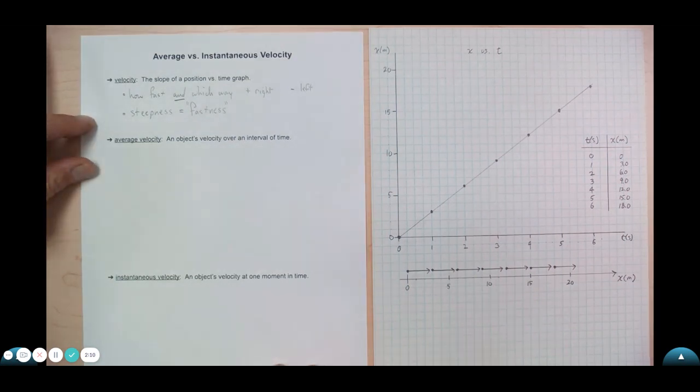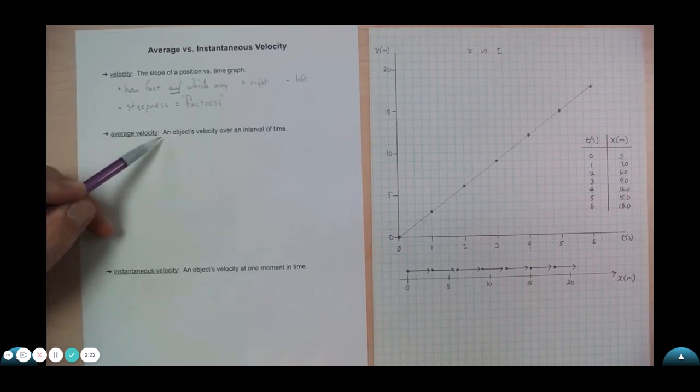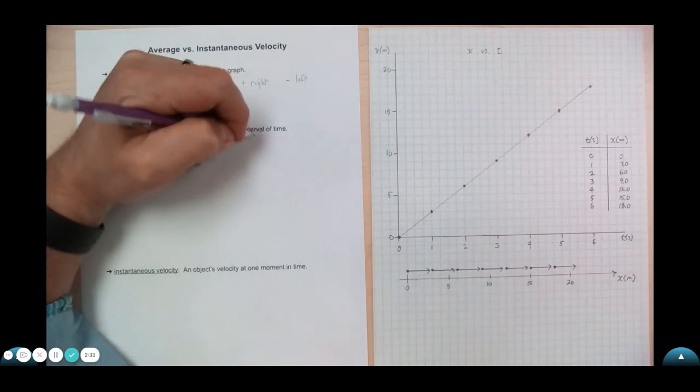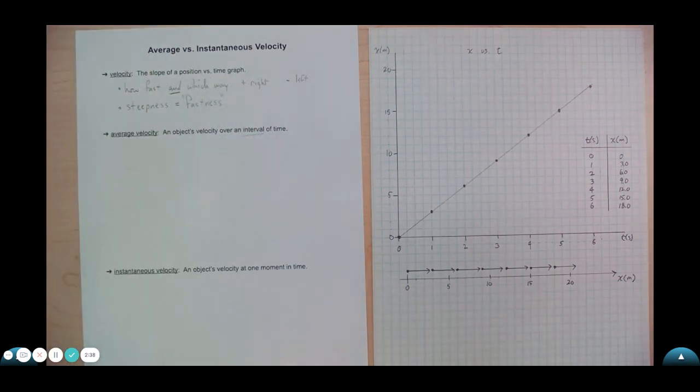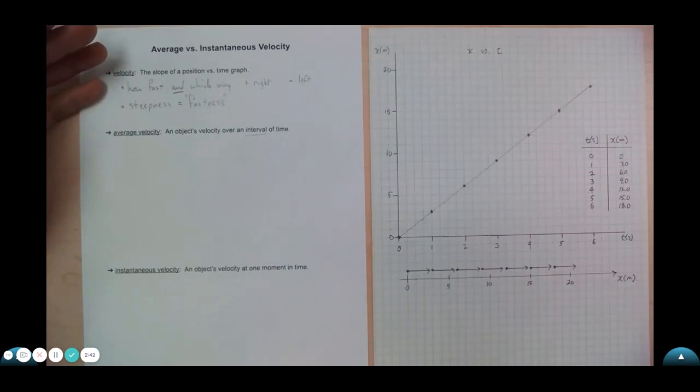Now, two terms that we have to discuss, because we have to differentiate between them now, are average velocity and instantaneous velocity. Average velocity is literally, over a given time interval, on average, how fast was an object going and in what way. That's literally what that means. And here's the kicker. It is over an interval of time. Intervals of time have beginnings and endings, so I'm talking about a period of time.